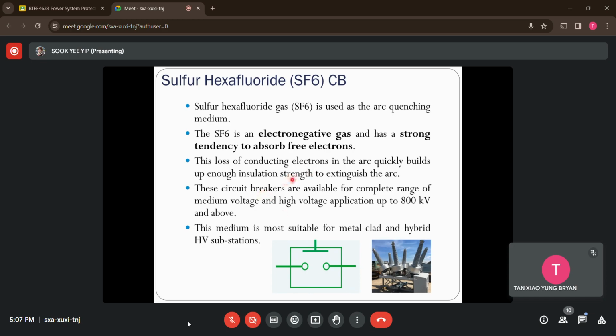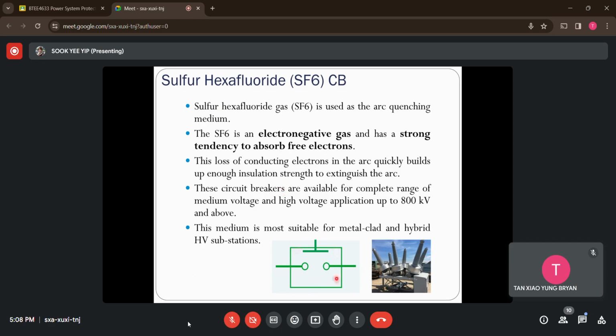Okay, so 5 minutes has passed. Let's see, okay, the continued topics we have here. So this time we'll look into the other kinds of breakers we have, where right now we are using sulfur hexafluoride gas as the insulation medium for arc prevention. Okay, so this time you will look into the animations here.